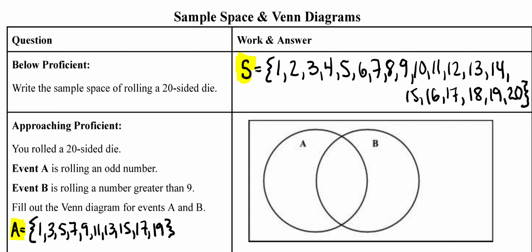Event B is rolling a number greater than 9. So that includes the numbers 10, 11, 12, 13, 14, 15, 16, 17, 18, 19, and 20. It's kind of good to write them out like this.